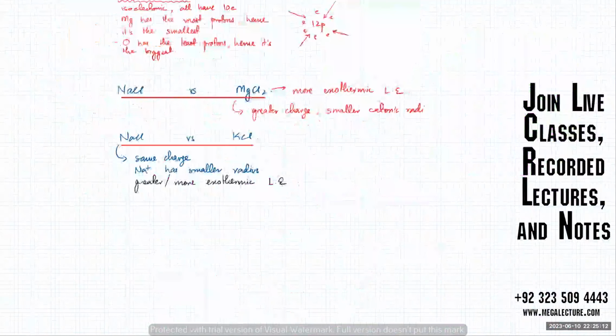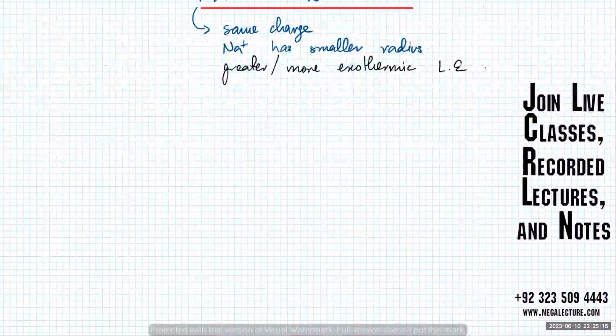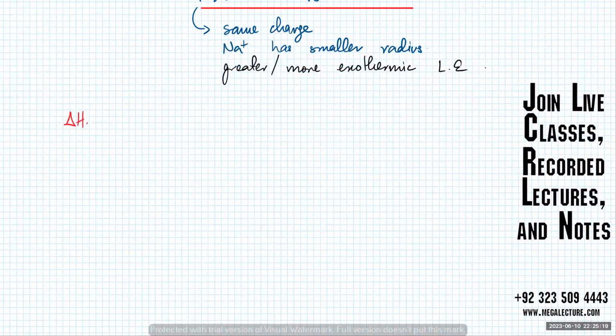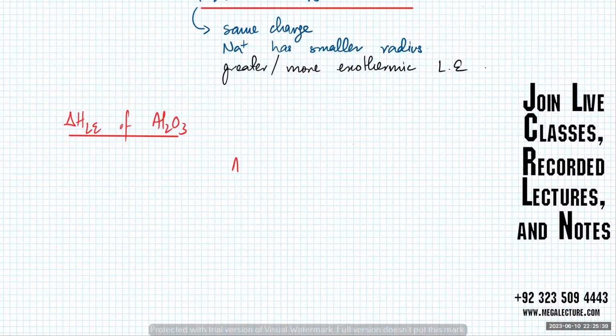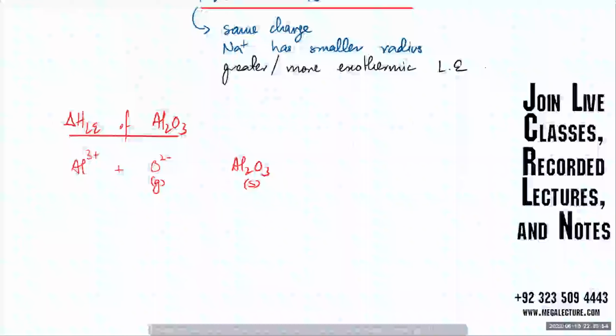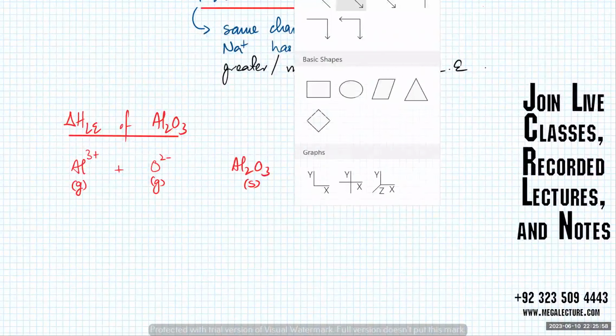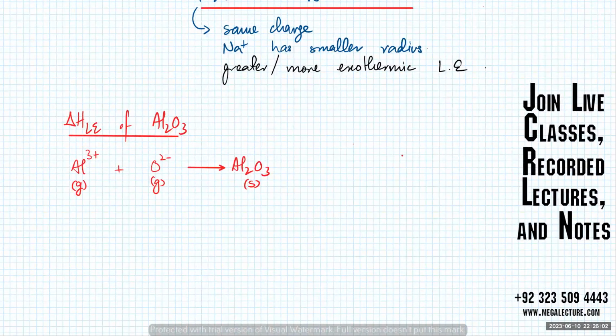So if I write the equation for delta HLE of Al2O3, it's going to be 1 mole of aluminum oxide getting formed, as a solid, from its constituent gaseous ions, which are aluminium 3 plus and oxygen 2 minus. Is this clear? Yep.